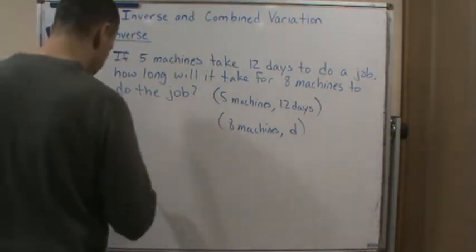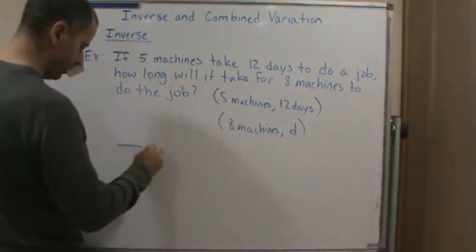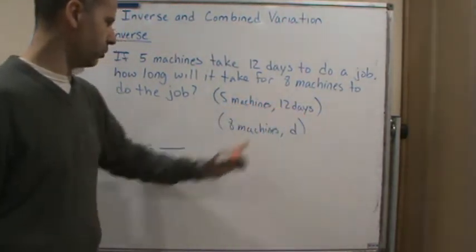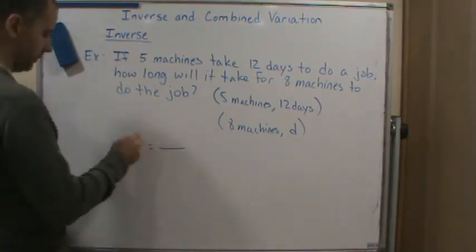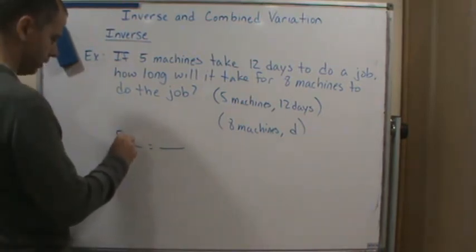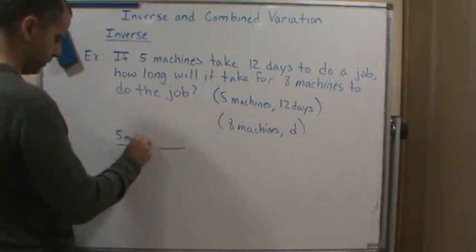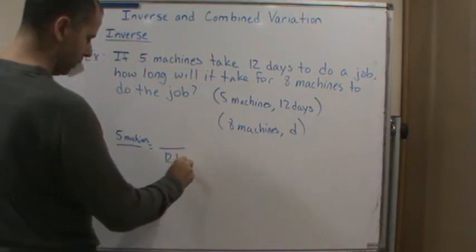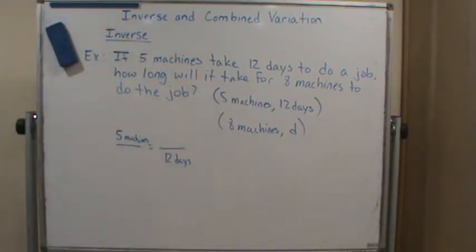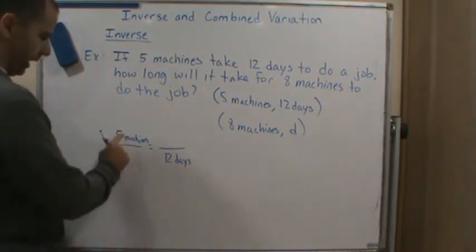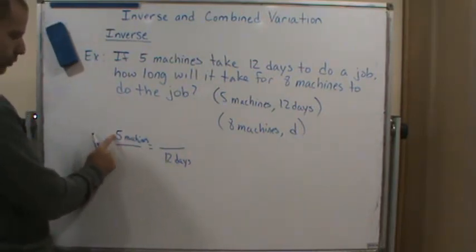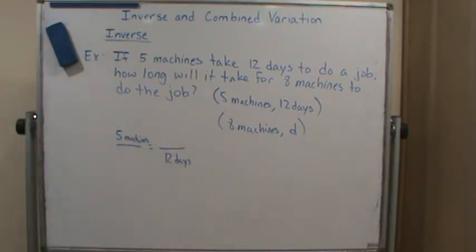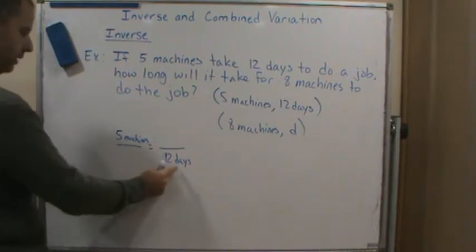Okay, so let's set up our proportion. We're going to take the 5 machines in 12 days, and we're just going to split them up. So we put 5 machines, and we're going to put 12 days over here. Again, I'm just following the steps. I split them up, and I put one as the numerator of one ratio, and the other one as the denominator in the other ratio. So I split them up this way.